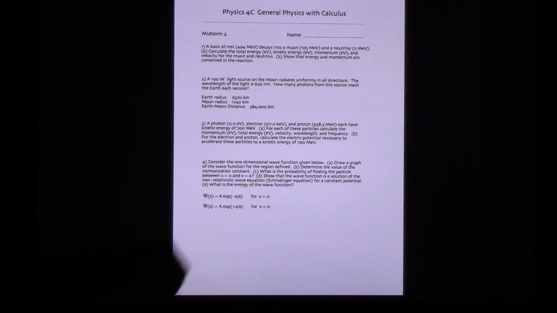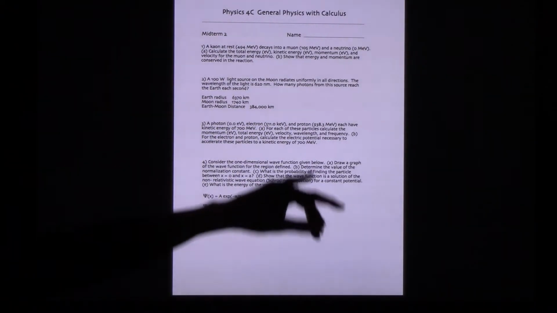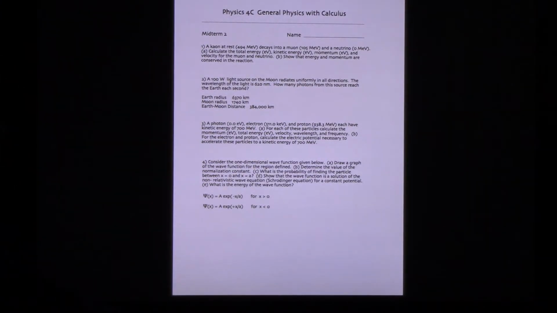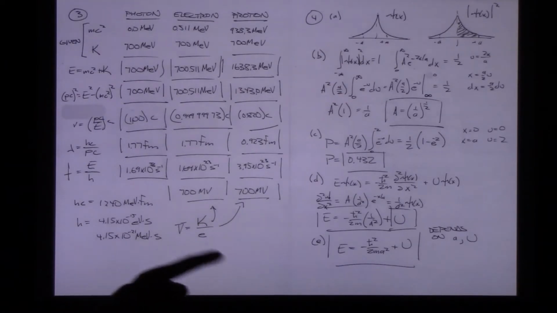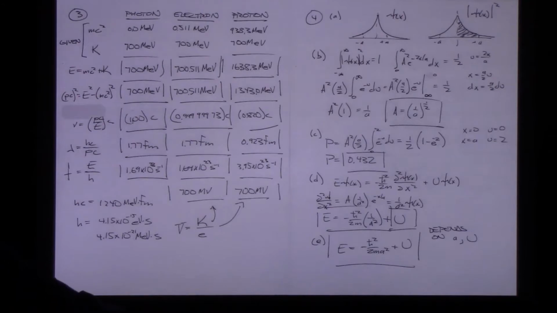The electrons come in at 511,000 eV, which I wrote as keV. And the proton, 938.3 million eV, or MeV. So let's take a look at this. This problem is some combination of relativity and also quantum mechanics. So we're using stuff from chapters 36 and 37 to fill in this table of all the quantities.